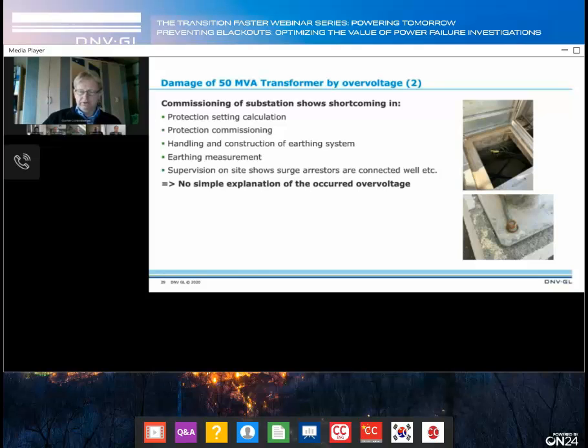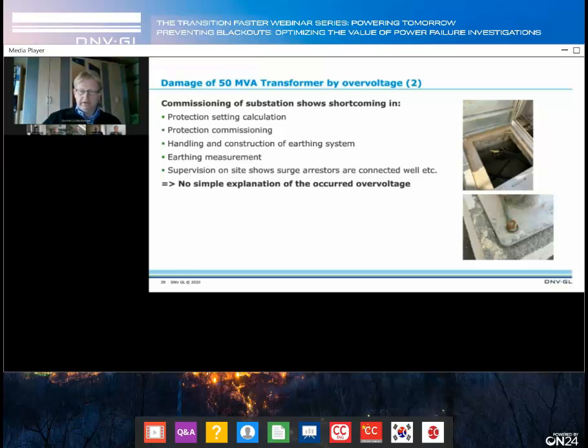You see, for example, here some corrosion on the screws itself. Additionally, for example, the earthing measurement was not done according to international standard. So last but not least, we made a supervision on site and looked at the connections of the earthing system and everything, and we saw that everything was done more or less correctly.